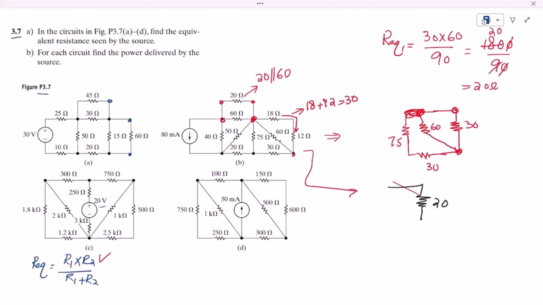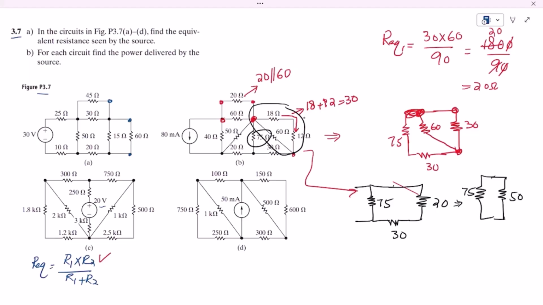Now the equivalent of them is 20, and this is basically the resistor here which is now in series with this 30, and here the other connected resistor is this 75. So now 20 plus 30 is now 50. So this 50 and the other circuit here, this will be the 50. This is in parallel with 75. This 75, you can see.